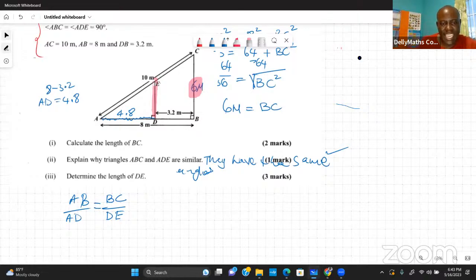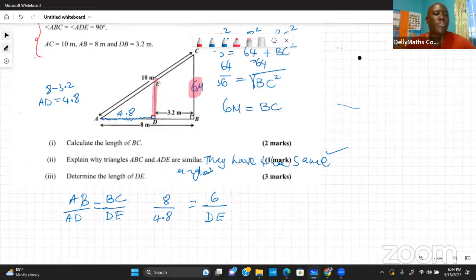AB is 8. You want to put that over AD, 4.8. It is equal to BC, 6, over what we intend to find, DE. So a lot of times when you're going to manipulate a similar triangle, they're going to give you two pairs of things. One pair you'll have both numbers for. And then they're going to give you one to find the other, a corresponding one. For example, we got the 6 and we need to find the corresponding side.